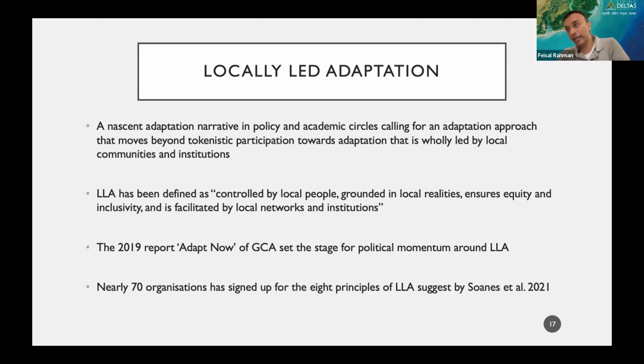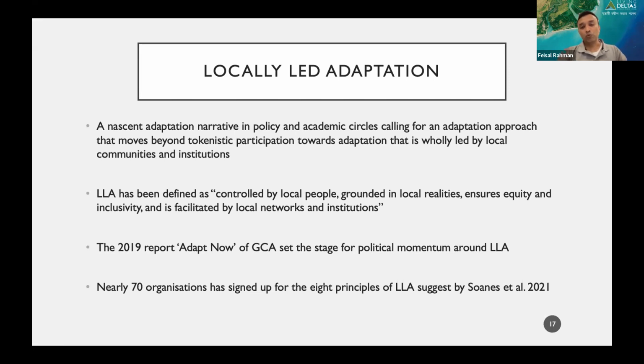Between 2019 and the last COP, IIED, World Resources Institute (WRI), and GCA collectively developed 8 principles around LLA, and nearly 70 organizations globally have signed up to them. However, we would like to highlight that any organization that has signed up to these principles must recognize that it's not only about providing access to finance, but also about addressing the power relations gap that exists between experts, policymakers, or other high-level stakeholders within adaptation, and those that are really at the forefront of climate change.